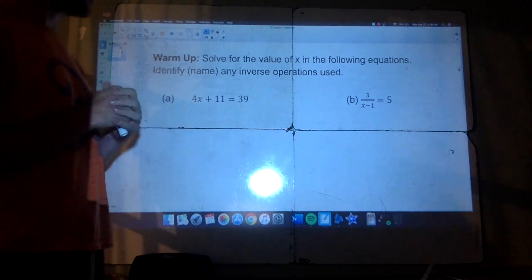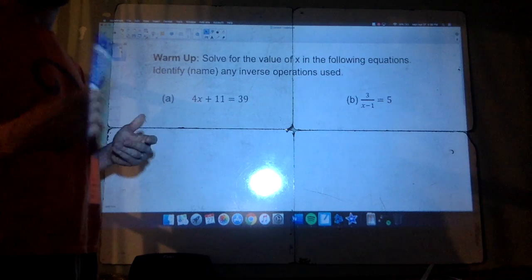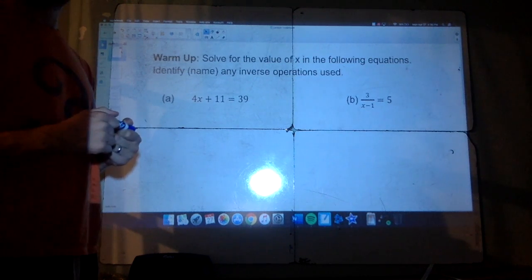All right, welcome to our second to last week of lessons. We're going to start with this warm-up where you are solving for x in both those diagrams, so pause the video and unpause when you're ready.